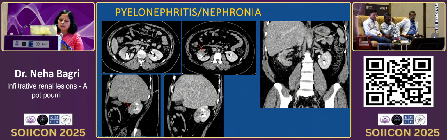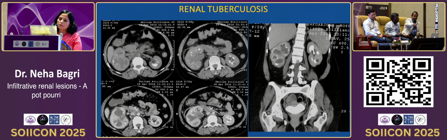Pyelonephritis or nephronia can sometimes mimic an infiltrative mass lesion, which is an abscess in formation. You can see here a hypoattenuating ill-defined lesion in the anterior cortex of the right kidney, shown in these sagittal as well as coronal images. In these cases, the patient's clinical history is very, very important. A patient presenting with flank pain, fever and such a lesion, with perinephric stranding and minimal thickening of the fascia, you should think of nephronia, abscess in formation, and follow up these patients.